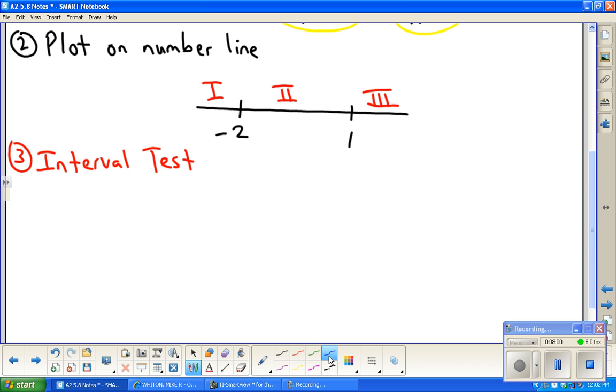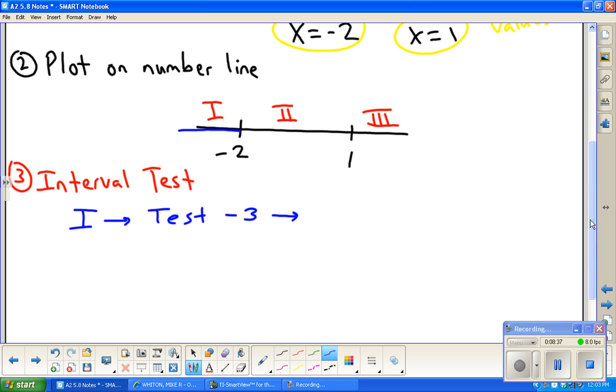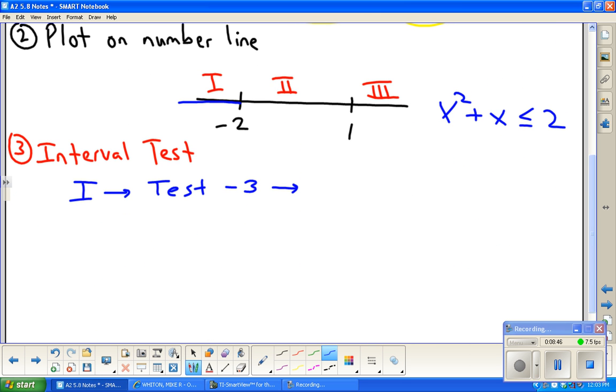So if we want to pick something from interval 1, what would be something nice to test? Any number less than -2 we can try. So just pick something kind of small. Use like -3. Okay, but you can use any number you want that's in that interval. So if I put -3 in, again, I want to go into the original problem up here and see if it's true or not if x is -3. Okay, so let's check it out. Remember the original problem was x squared plus x less than or equal to 2. So I'm going to plug -3 in, see if it works. -3 squared plus -3, is that less than or equal to 2? So it's going to be a yes or no thing. It's either true or it's not true.